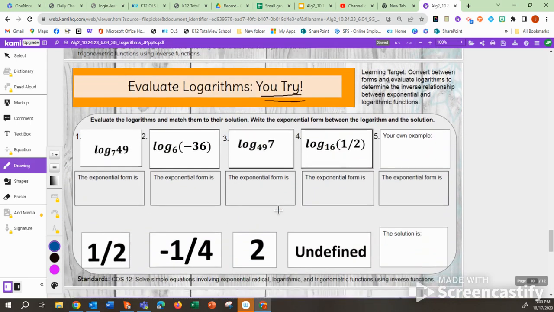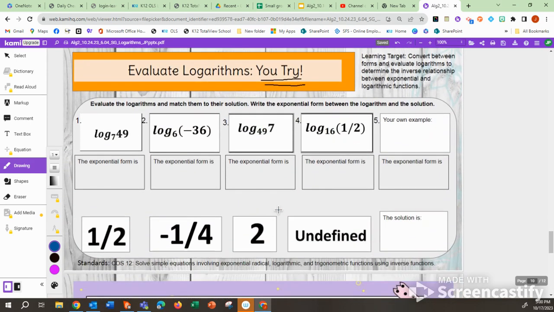All right, here's another chance for you to try. Some people can go just straight to the answer. If you want to write it in exponential form, you can. And then we're not going to do this 5th one. We won't make up our own problem. All right, so if you want to stop the video and see if you can work these 4 by matching them either to 1/2, -1/4, 2, or undefined.